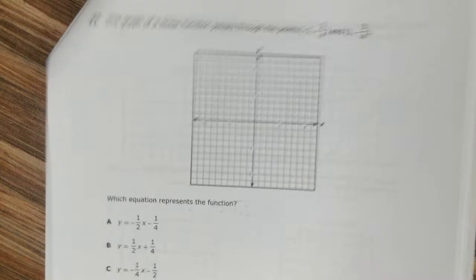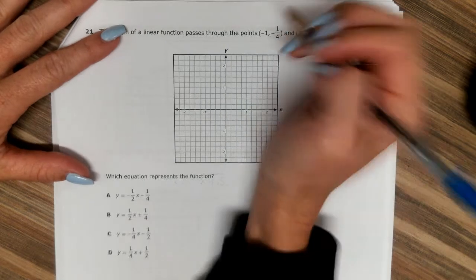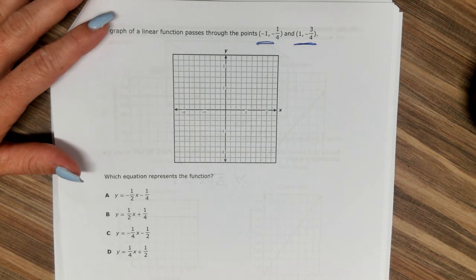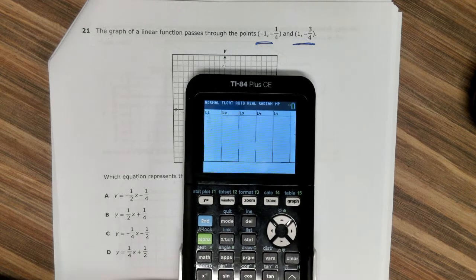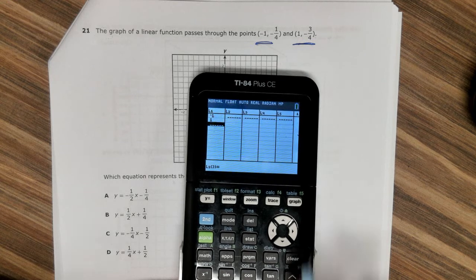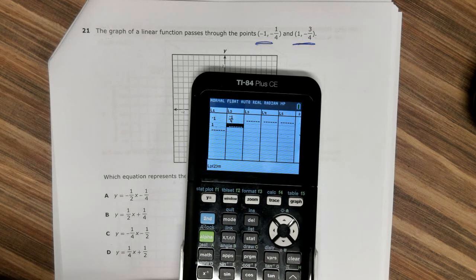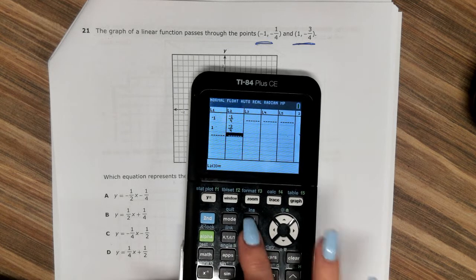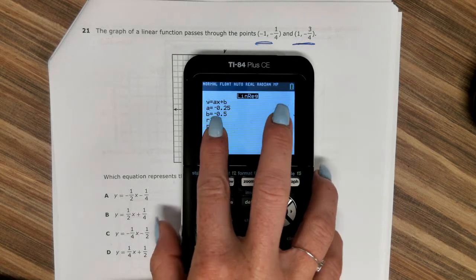All right, number 21. Oh, this one was so easy. They gave you 2 coordinates and asked for an equation. So what do you use? Stat. Stat will be your best friend. So you go to Stat, Edit, delete whatever's there. I'm going to put in -1 and +1. And then I'm going to put in -1/4. And then I'm going to put in -3/4. Stat, calc, which option do I choose? 4.